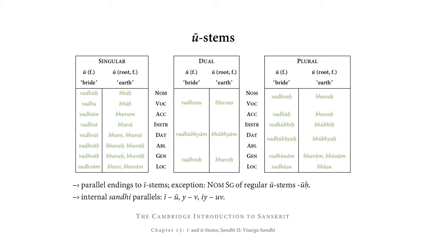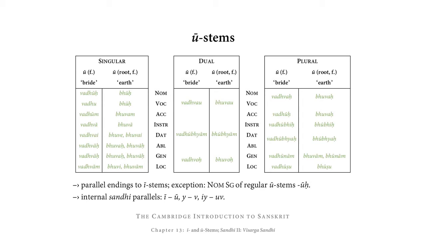That was long I stems. And the reason why this chapter just tacks on long U stems as well, even though, yes, that is a fair amount of information, is because long U stems are almost completely parallel to long I stems in the sense that they add the same endings and they have the exact same kind of internal sandhi. So where a long I stem retains its long I, a long U stem will retain its long U.